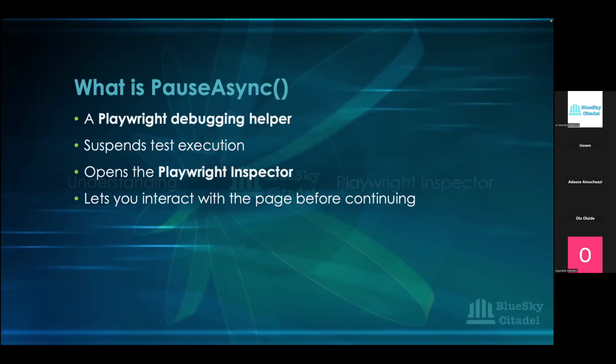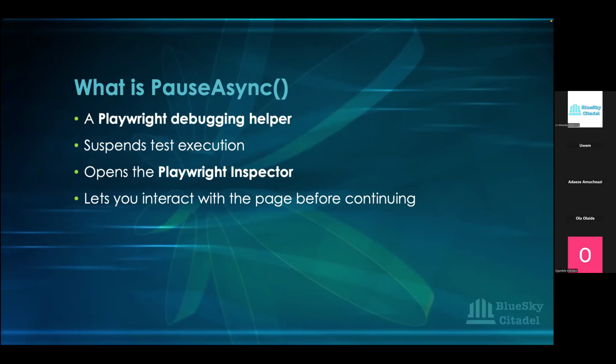All right. So the first thing is understanding the pause method in C sharp. The pause is actually one of the methods in Playwright. So it's more of a Playwright thing compared to other frameworks. It helps in debugging and it also helps to suspend the test execution and open the Playwright Inspector, and helps you to interact with the page before continuing. So in a nutshell, it's just for debugging.